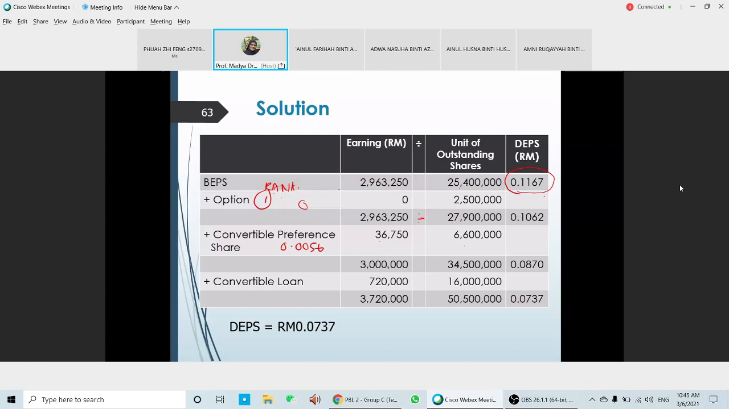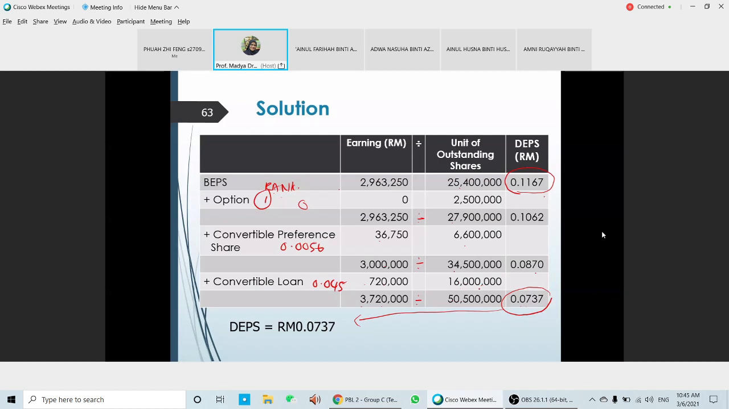So total up we have 3. This one is 34.5, so divide with this one. So we're going to have 0.08. Okay, and then the last one, you have convertible loan 0.045. So plus with 720 for the increase in the name, so become 3720, and then for the increase in the share, 16. So altogether you have 15. So divide with these two. So you're going to have 0.037. So the lowest figure is 0.0737. So this one will become your diluted earning per share.